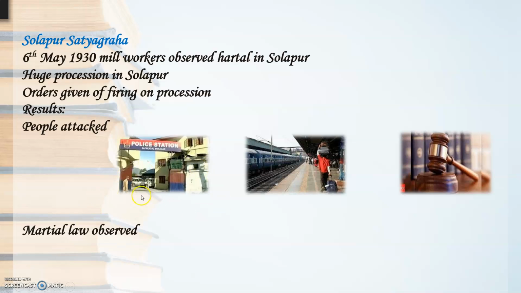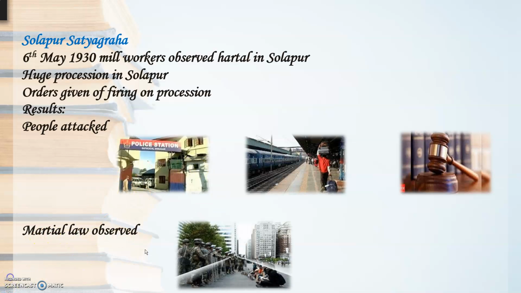And to stop all this, martial law was imposed. Martial law means when a situation cannot be controlled by the police, then the police take help of the army. That is called martial law. People started attacking the police stations, railway stations, and the courts, and this situation could not be controlled by the police, and because of that, they took the help of the army. That was called martial law.